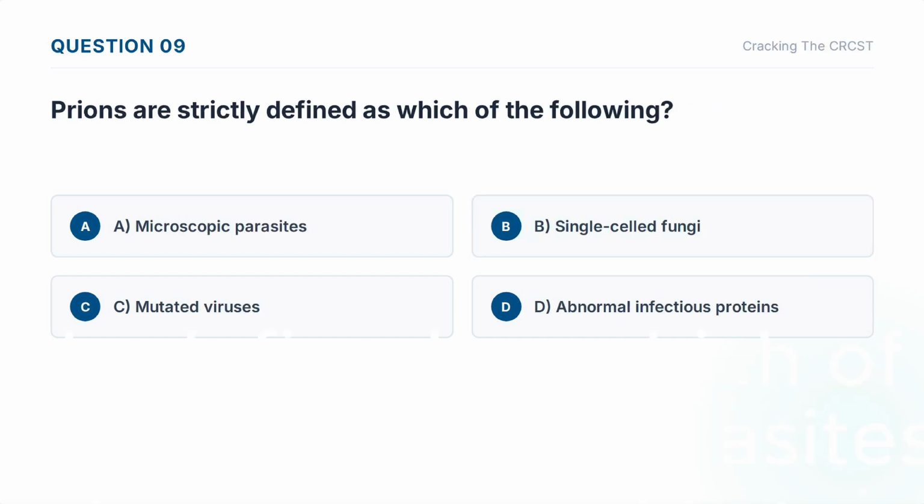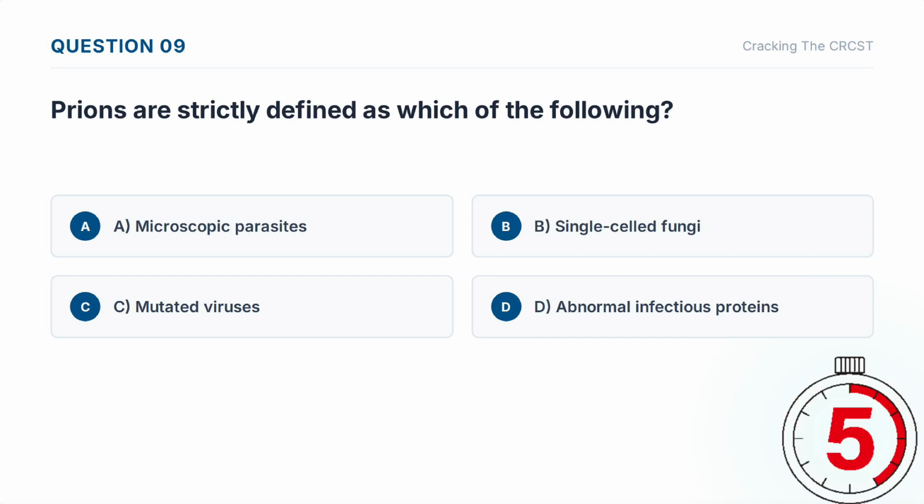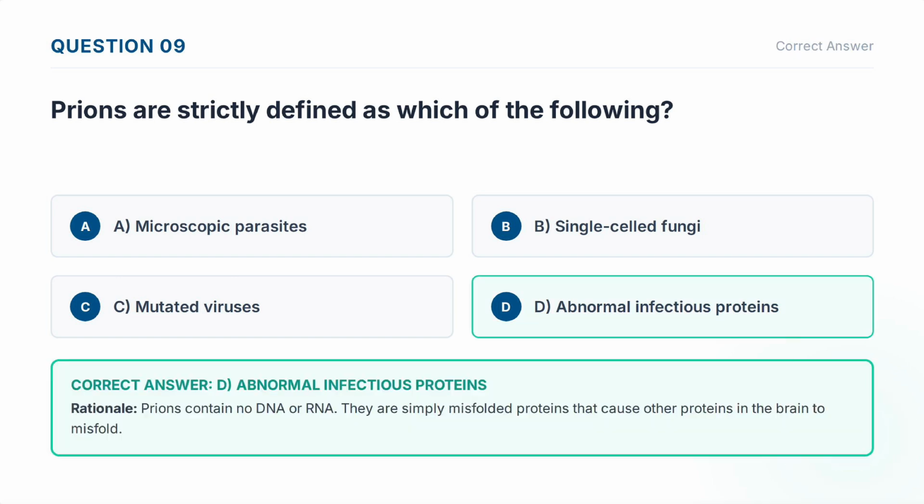Prions are strictly defined as which of the following? A. Microscopic parasites, B. Single-celled fungi, C. Mutated viruses, D. Abnormal infectious proteins. Correct answer: D. Abnormal infectious proteins. Rationale: prions contain no DNA or RNA. They are simply misfolded proteins that cause other proteins in the brain to misfold.